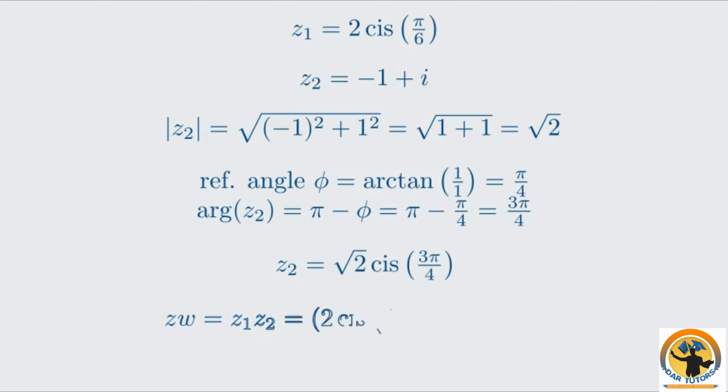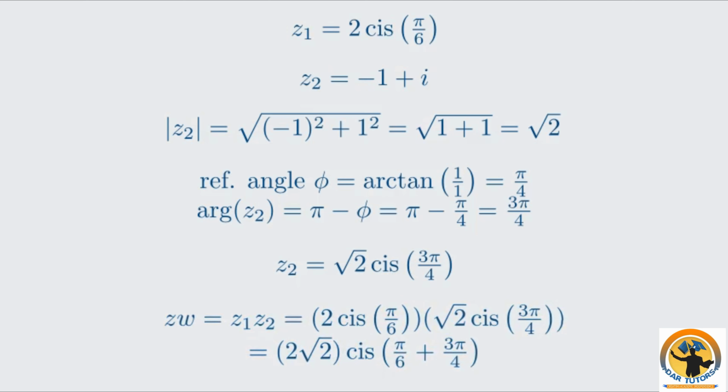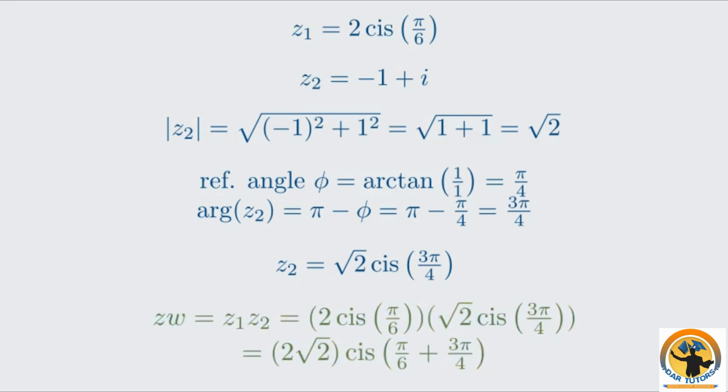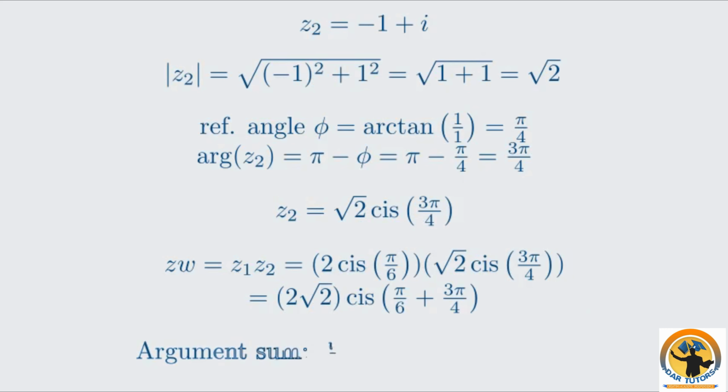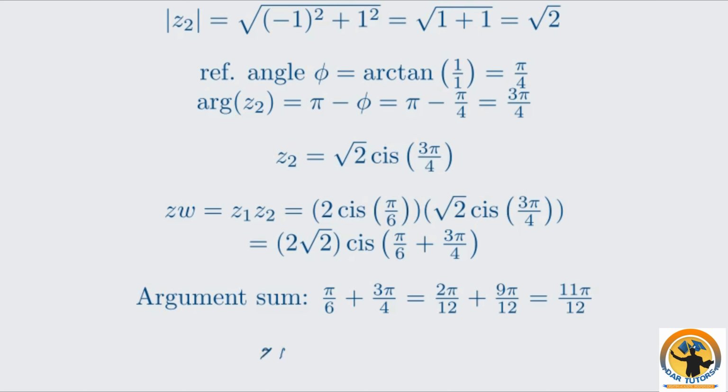Now we multiply them in polar form. We multiply the moduli and add the arguments. The new modulus is 2 root 2. The new argument is the sum of pi over 6 and 3 pi over 4, which simplifies to 11 pi over 12. So, the product is 2 root 2 cis 11 pi over 12.